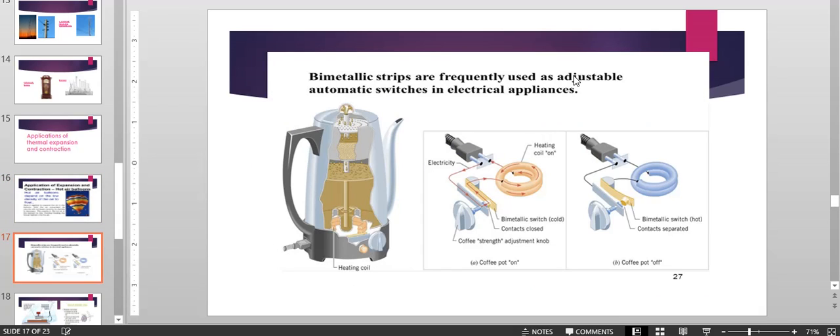Another application of thermal expansion and contraction is in most of the electric appliances. Bimetallic strips are used as adjustable automatic switches. As you can see in this picture, when you supply electric heat, the kettle starts working because both the strips are in contact with each other at room temperature. But as soon as the kettle absorbs more heat and it reaches the strips, after reaching a certain level, the strips get heated and will bend in opposite directions, and hence the contact gets broken. The same phenomenon is going on in your automatic geysers or fridges, etc.